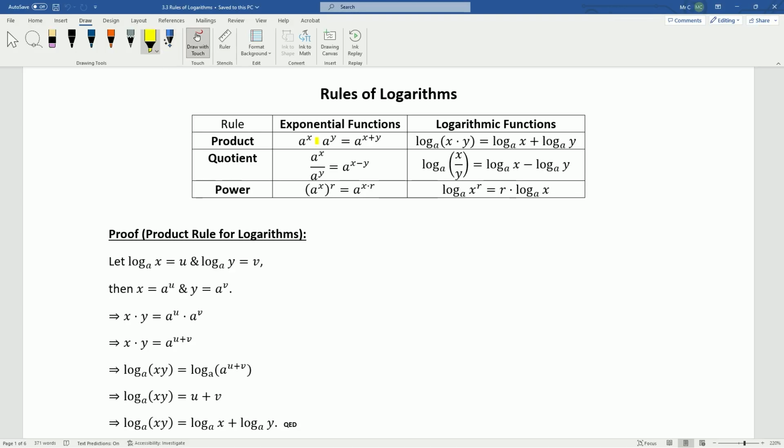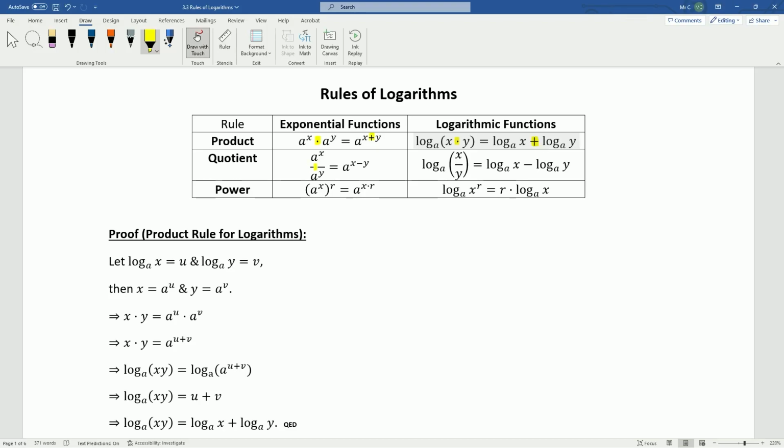So notice that here, multiplication is outside of the two exponential functions, a to the x times a to the y, with addition inside the input of the function. For the logarithmic functions, the rule is just x times y, the multiplication is inside the function, and the sum is outside of the function. You're switching inputs and outputs. So they're essentially the same rules, just rewritten for the inverse functions.